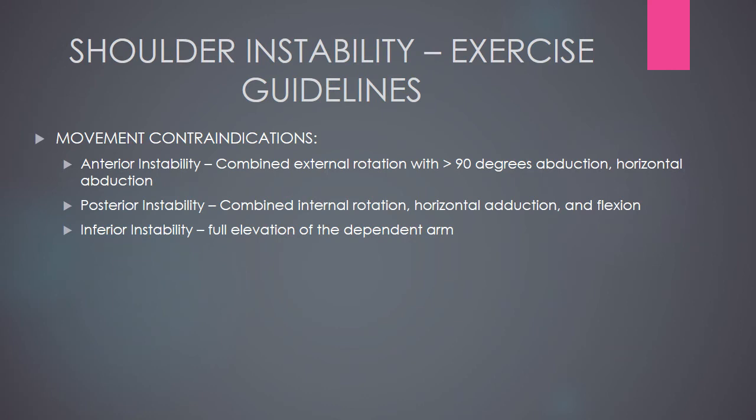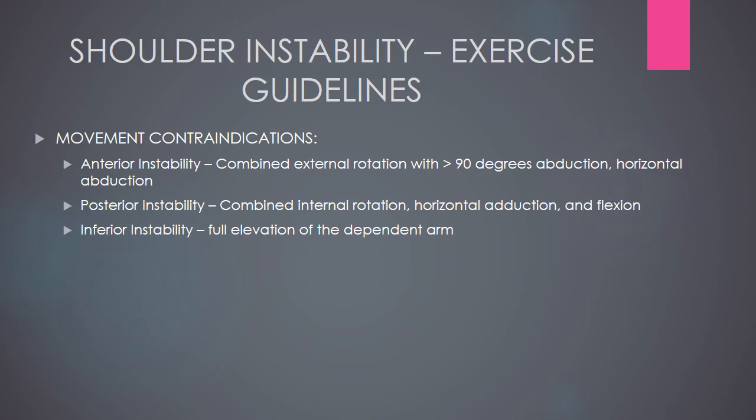Okay, so let's talk about some of the exercise and rehabilitation recommendations for shoulder instability. Well, certainly we want to avoid any maneuvers that reproduce any of the instability positions. So, for example, we discussed anterior instability as involving 90 degrees of abduction with external rotation as being a high-risk maneuver that reproduces laxity within the glenohumeral joint.